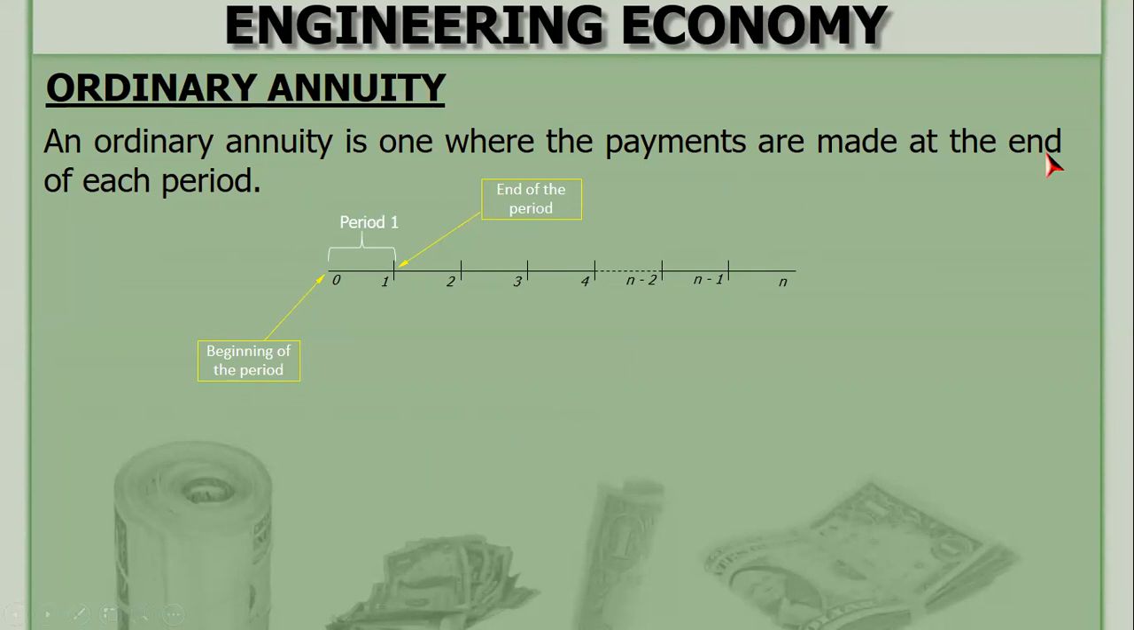The payments are made at the end of each period. Therefore, for period number 1, the payment is at 1, because it is the end of the period. A. For period number 2, from 1 to 2, 1 is the beginning and 2 is the end, so the payment is at 2. And so on: 3, 4. And for the last period, the nth period, the payment is at the end, n. This is an ordinary annuity.